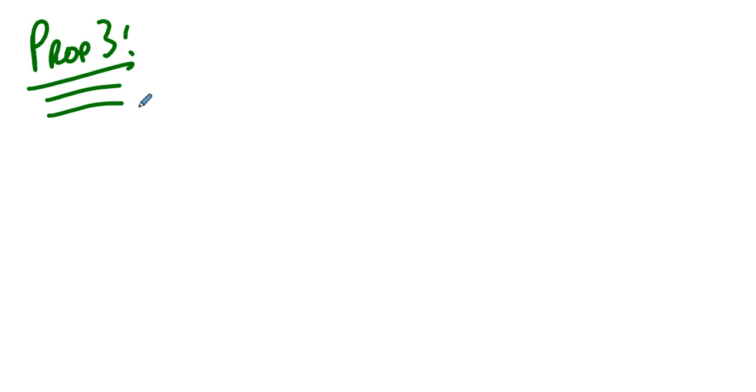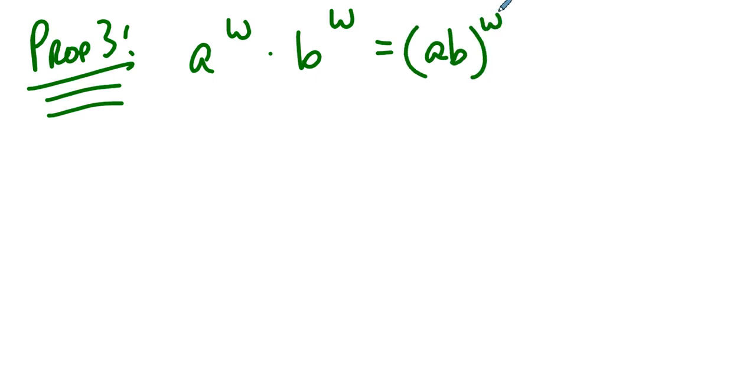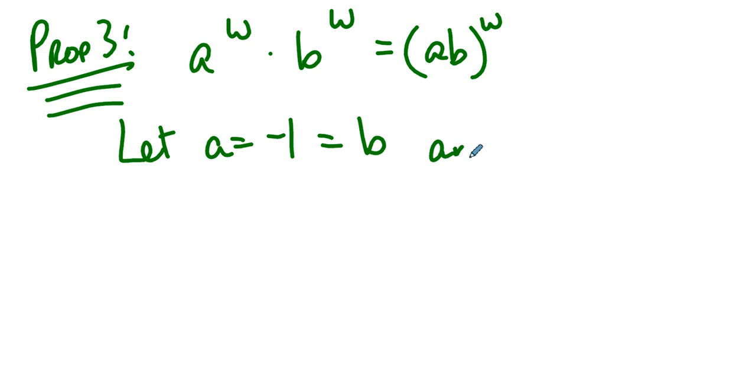Well, so that makes property 3 the tiebreaker. Property 3 says that a to the ω times b to the ω has to be ab to the ω. Well, let a be negative 1 and let b also be negative 1 and let w be a half. And this whole thing falls apart, doesn't it?